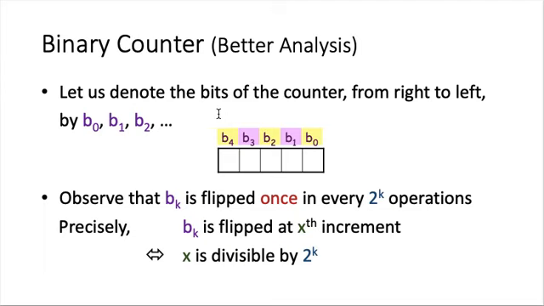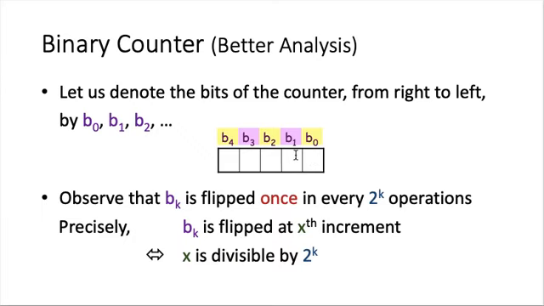First of all, let us denote the bits of the counter from right to left by B0, B1, B2, and so on and so forth. Now we notice that the last bit is flipped every time. At the beginning, the counter value is 0, so the last bit is 0. After one increment operation, the last bit becomes 1. After that, it becomes an even number, so the last bit will change back to 0, and 1, and 0, and 1. If we focus on the last bit, it will be changed for every operation.